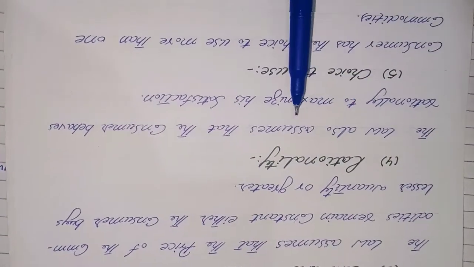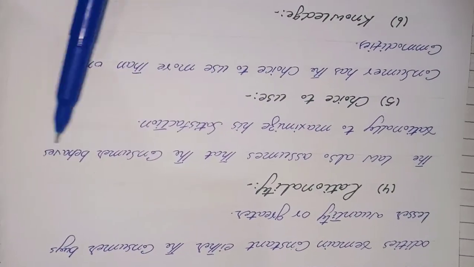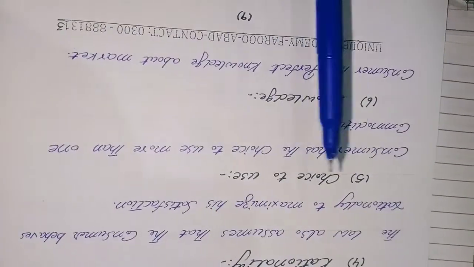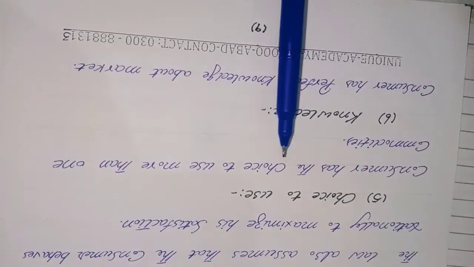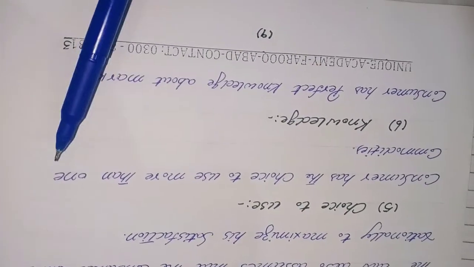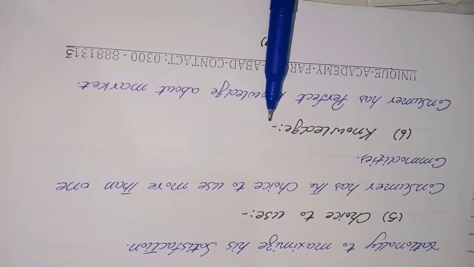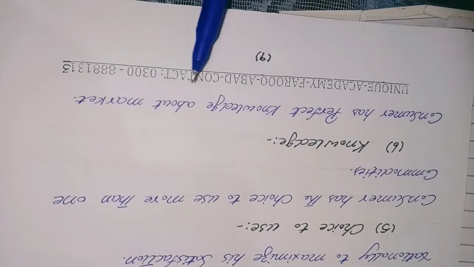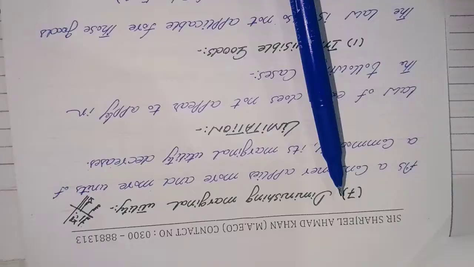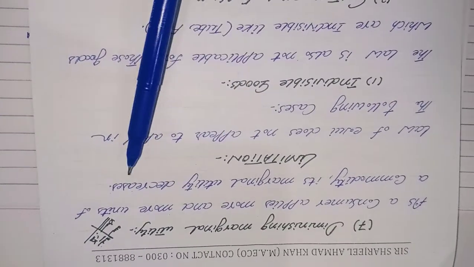Number 4, rationality. The law also assumes that the consumer behaves in relation to maximizing his satisfaction. Number 5, choice to use. The consumer has the choice to use more than one commodity. Number 6, knowledge. The consumer has perfect knowledge about the market. Number 7, diminishing marginal utility. As a consumer applies more and more units of a commodity, its marginal utility decreases.